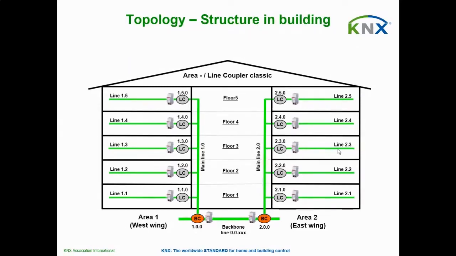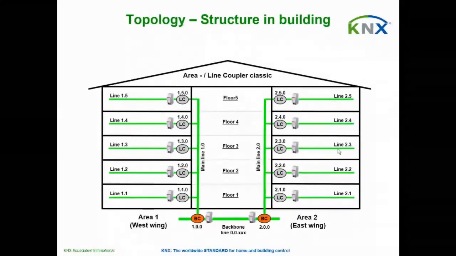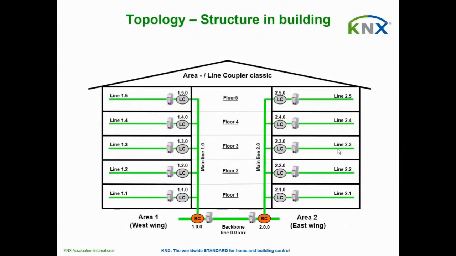But again, you can see we have lines 1-1 to 1-5 on the left-hand side, representing the West Wing, and lines 2-1 to 2-5 on the other side, representing the East Wing. We have the main line in the area going up the building on each side. And we have a backbone coupler linking the two backbones with a backbone line.